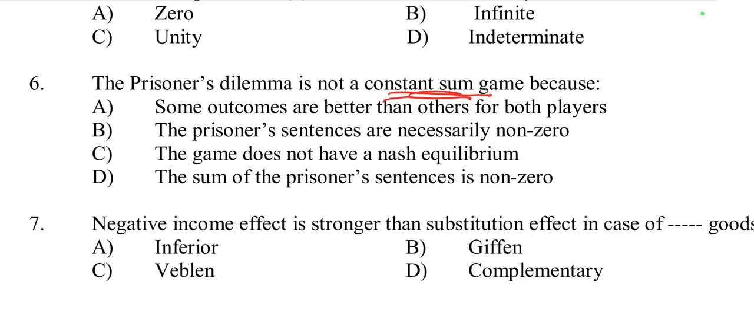In prisoner's dilemma, the total payoff, or total prisoner sentence in this case, can vary depending on the choices made by the players. Some outcomes result in both prisoners getting shorter sentences, while others result in both getting longer sentences. So this variability means that the sum of the payoff is not constant, distinguishing it from a constant sum game. So here A is the right option, because in prisoner's dilemma, some outcomes are better than others for both players.